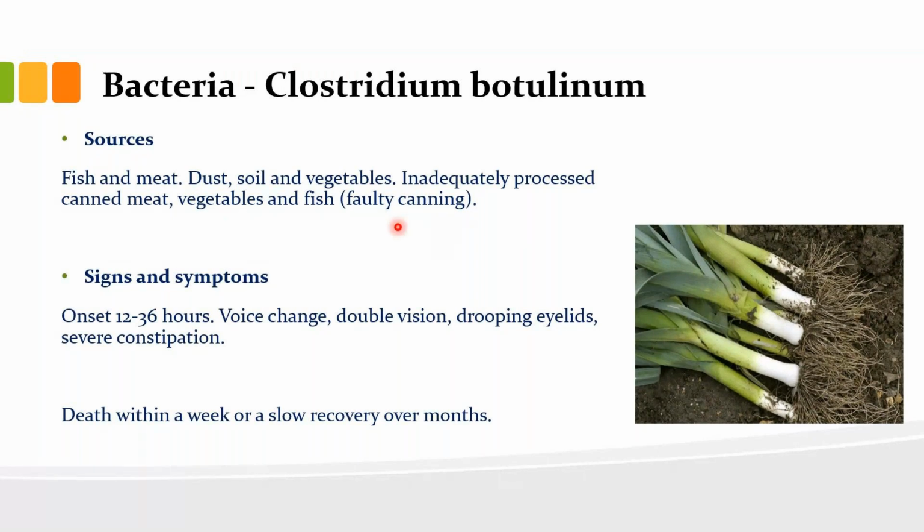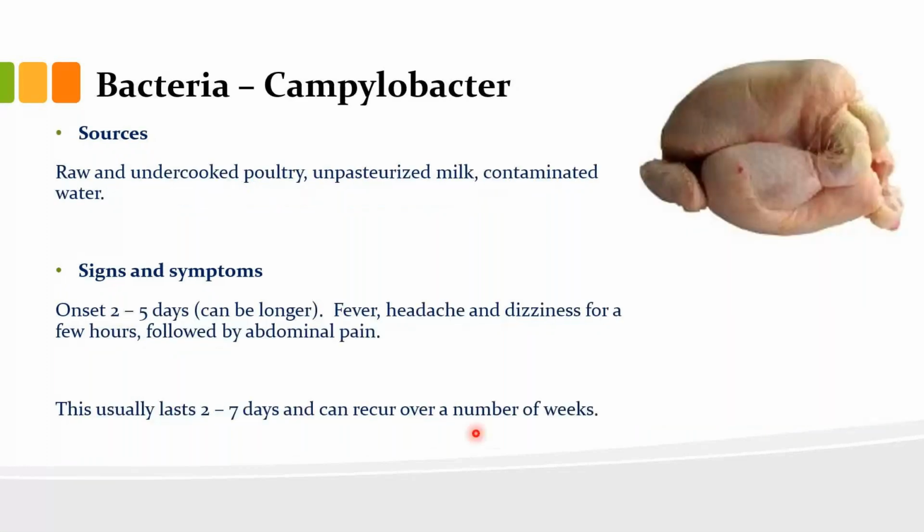Signs and symptoms: onset from 12 to 36 hours, voice change, double vision, drooping eyelids, severe constipation. As you can see, most of the symptoms are due to toxin ingestion. Recovery takes within a week or is slow, over months. They say a few milligrams of Clostridium botulinum toxin can kill the people of China.